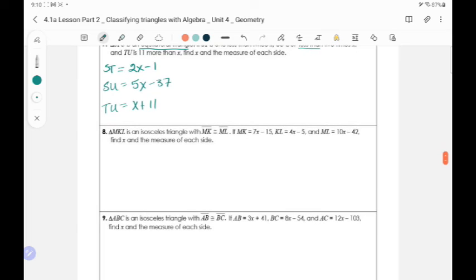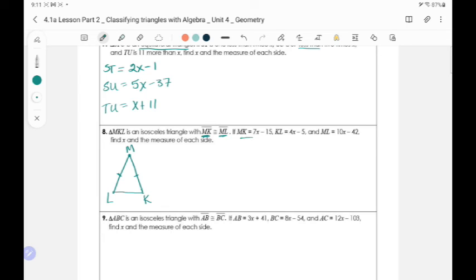Coming down to number 8, it's an isosceles triangle with MK congruent to ML. So this time it does matter. I have an isosceles triangle. That means 2 sides are clearly congruent. Notice the MK and ML. That means they share a point M, which means M has to be up here. And then it would be like KL. How do I know that? Because if these 2 sides are congruent, the point that they share has to be the vertex. Okay? Because these 2 sides are equal to each other.